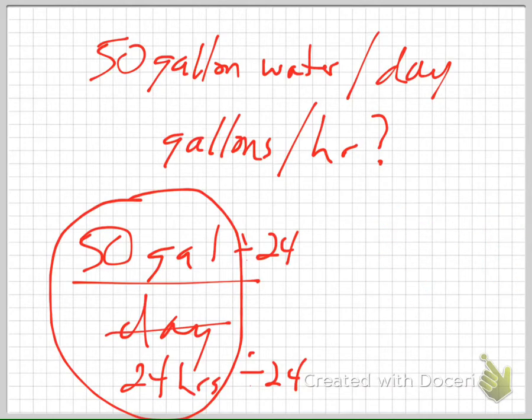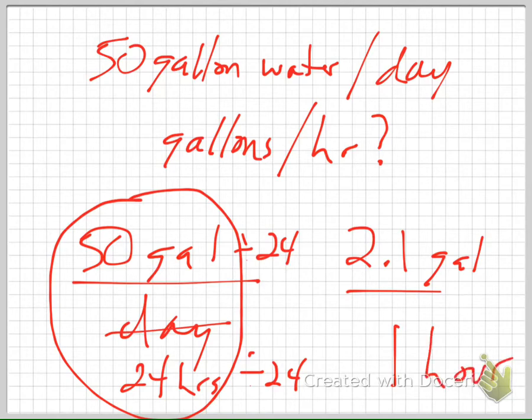So what is 24 divided by 24? 1. And then 50 divided by 24, I would say you round to the nearest tenth. It would be 2.08, so 2.1. Does that make sense? 2.1 gallons. That means an elephant drinks roughly 2.1 gallons an hour, per 1 hour.